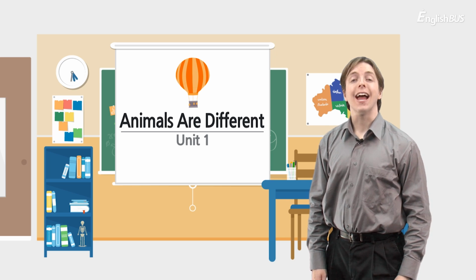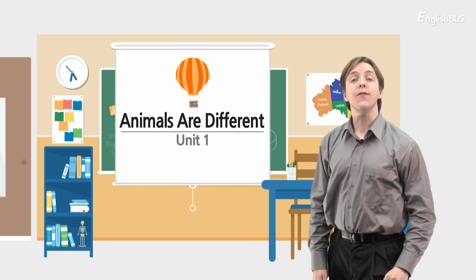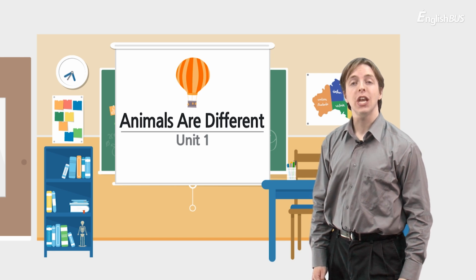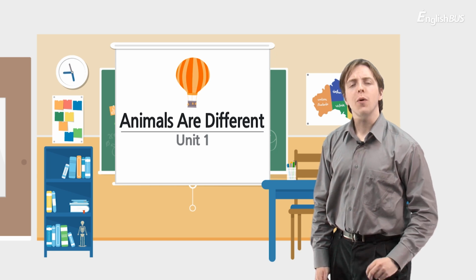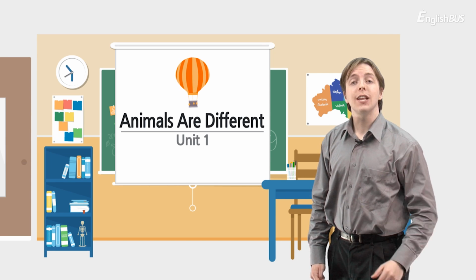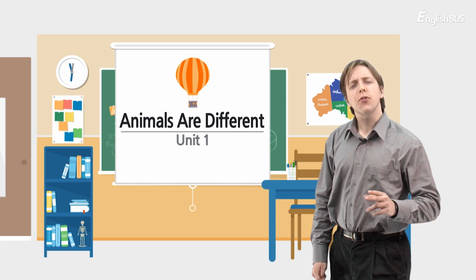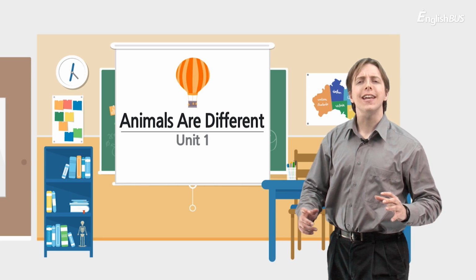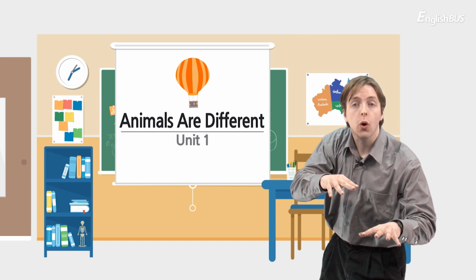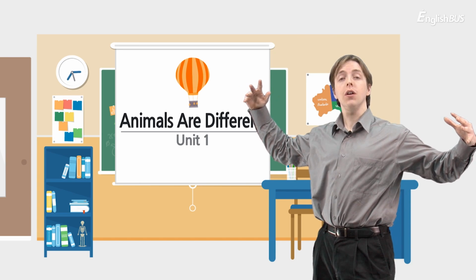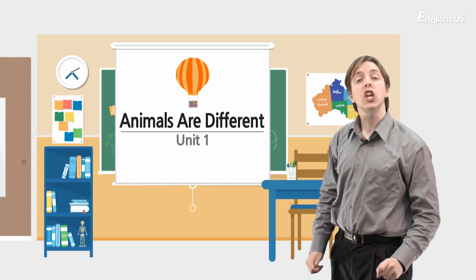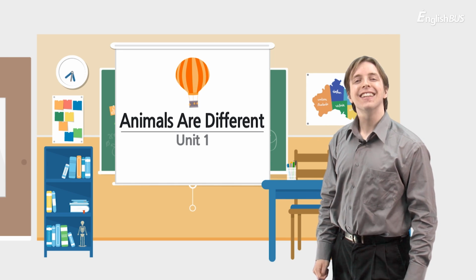Today we will look at unit number 1, Different Animals. This is on page 6 in your books. Before we begin, let's stop and think for a second. We've already learned about animals, but think in your mind, how are they different? Some animals are taller, some are shorter, some are bigger, some are smaller. Think about the animals that you know. Let's get started.